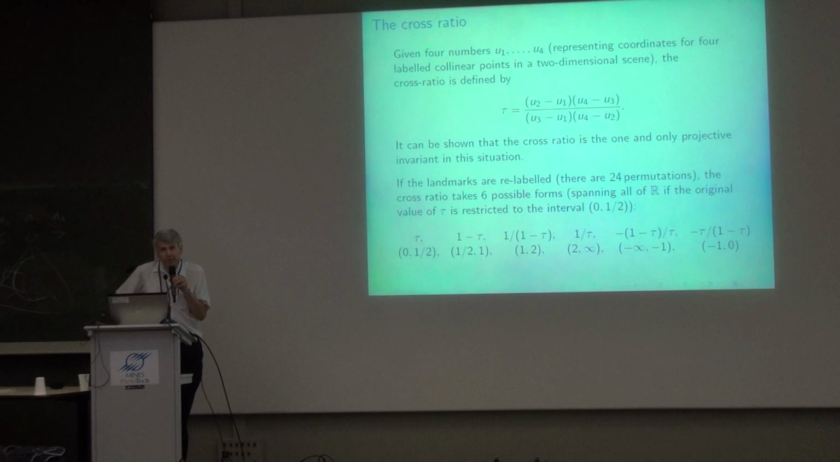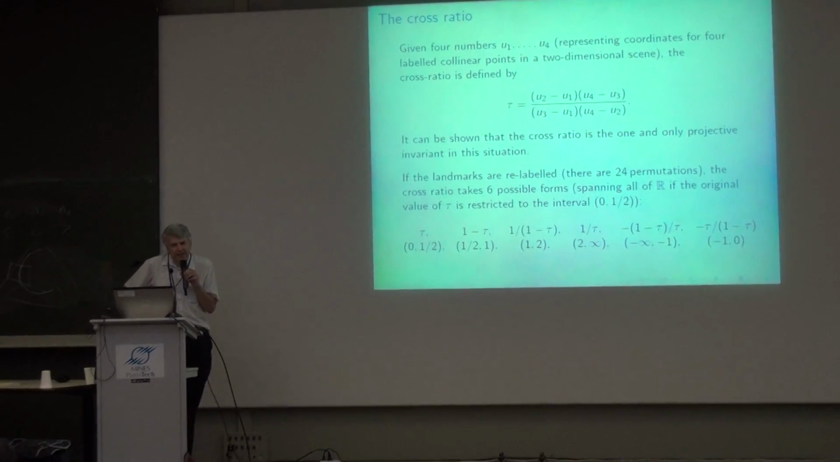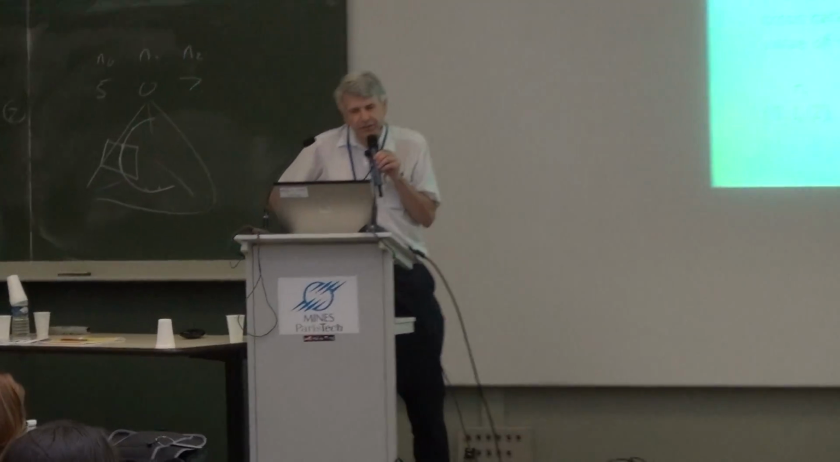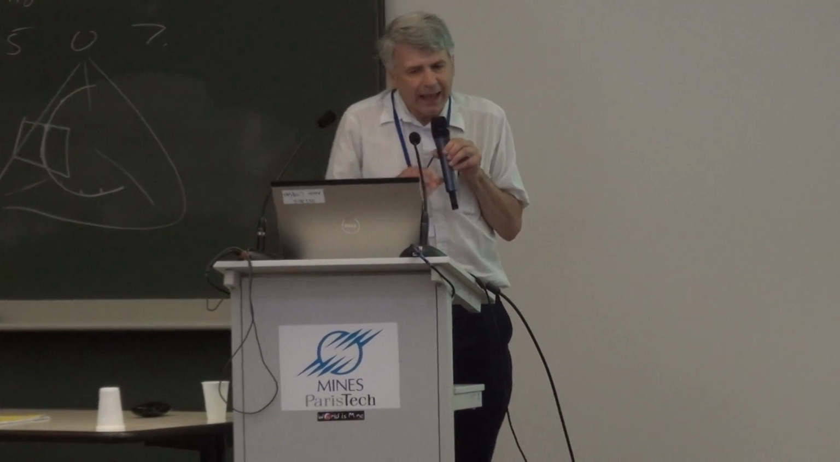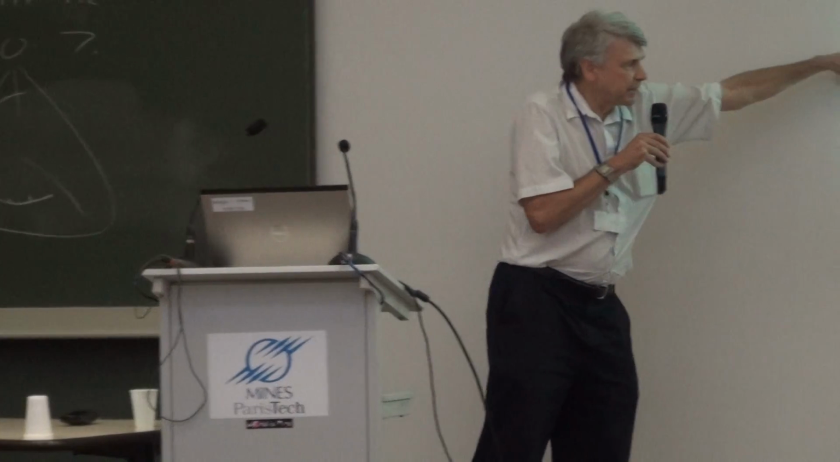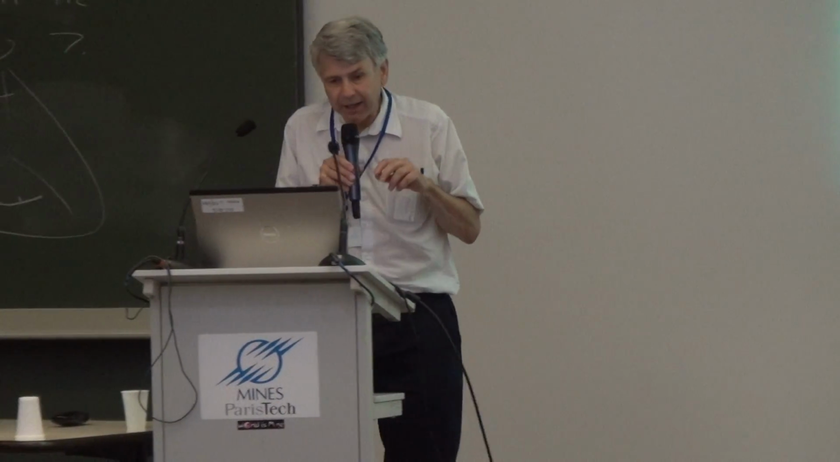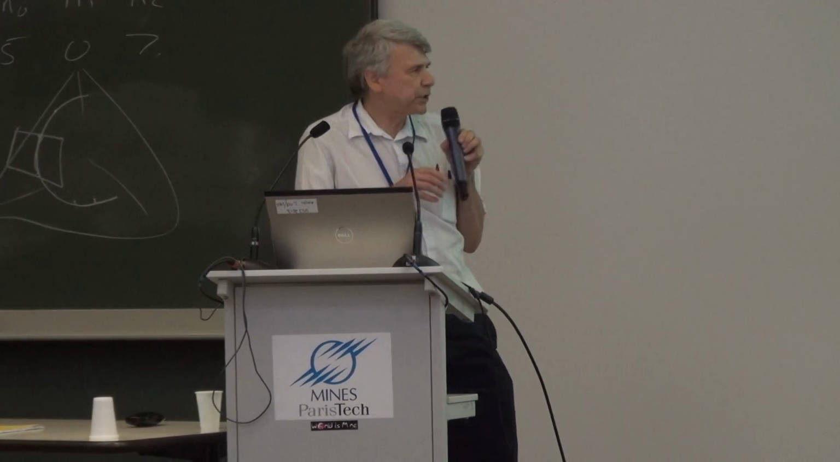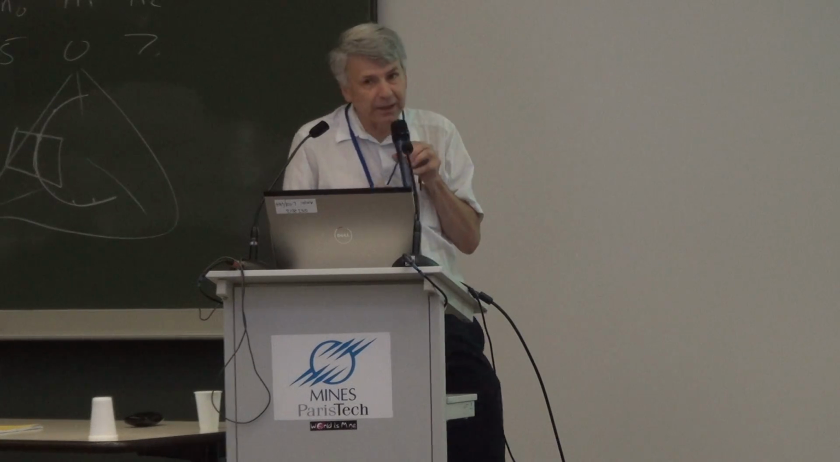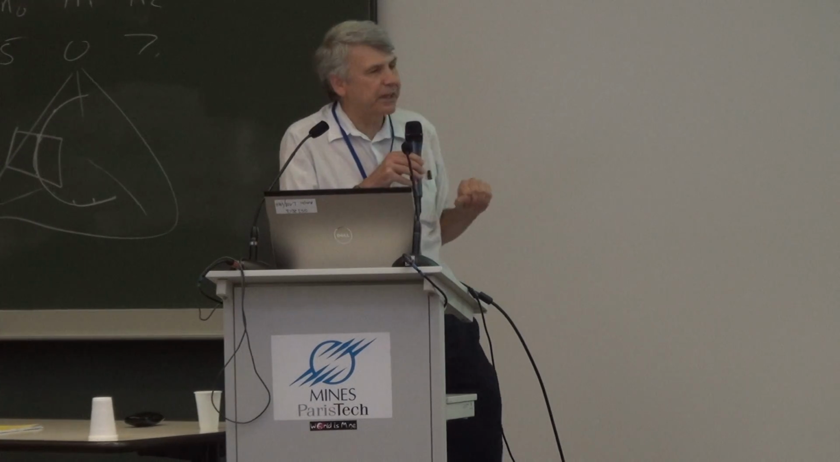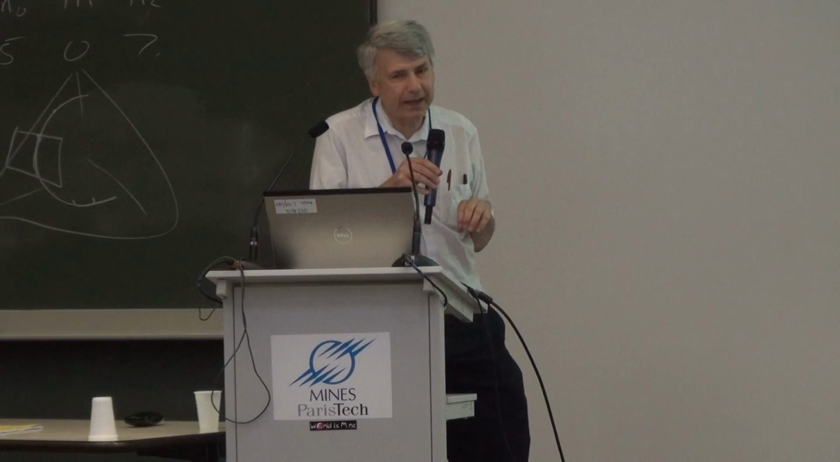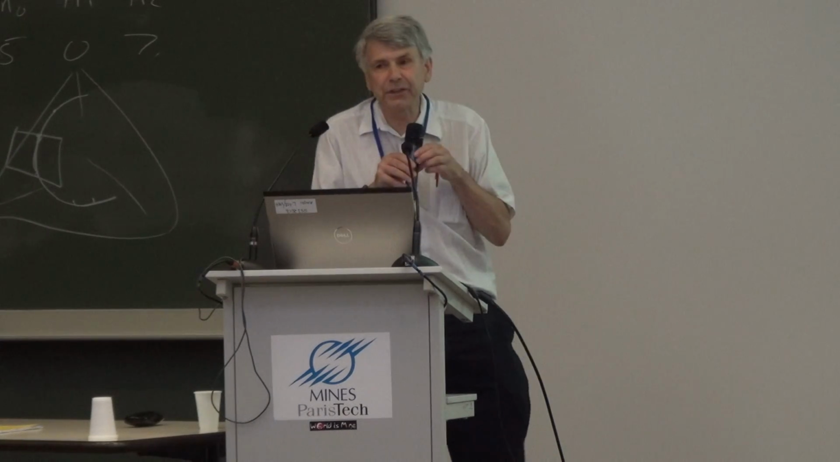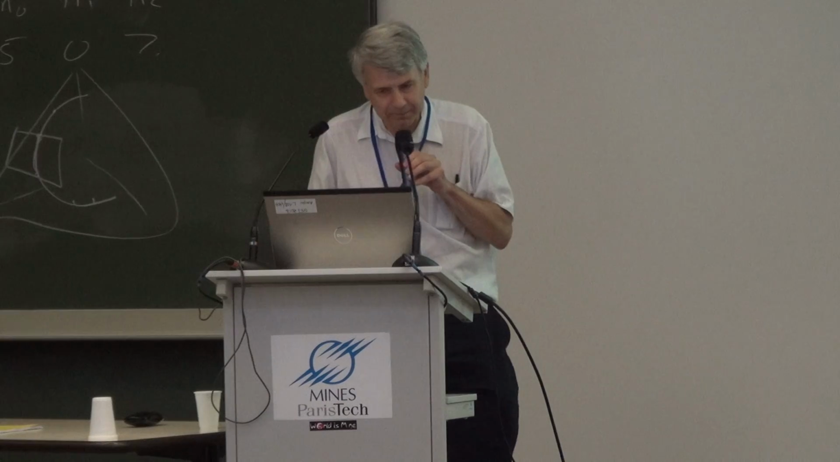Of course, there are 24 permutations of the labelings of the landmarks, and it turns out that this gives rise to 6 possible versions of the cross ratio. And these 6 variants are given down here at the bottom of the slide. And if I were to originally restrict my cross ratio to take values between 0 and 1/2, these 6 transformations fill out the extended real line. So tau is between 0 and 1/2, 1 minus tau is between 1/2 and 1, and so on until you eventually filled up the whole real line.